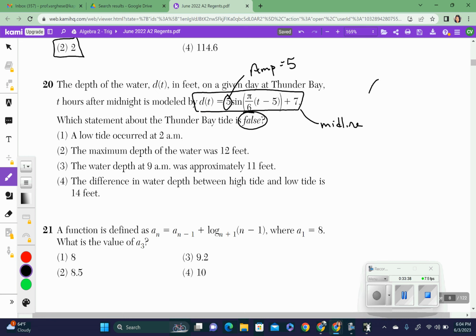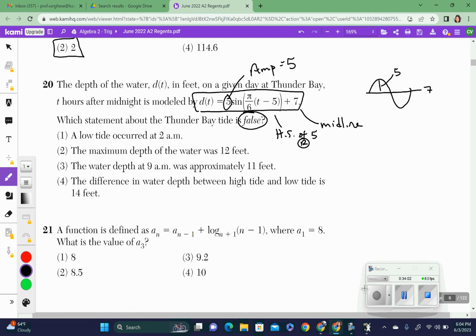So sine is going to look something like this. So it's saying that the midline right here is going to be 7. And then the height here is 5. That distance is 5, which is the same thing as this one right here. And then there's a shift. This one here is a horizontal shift of 5 units to the right.